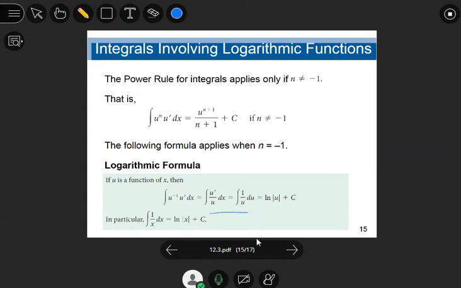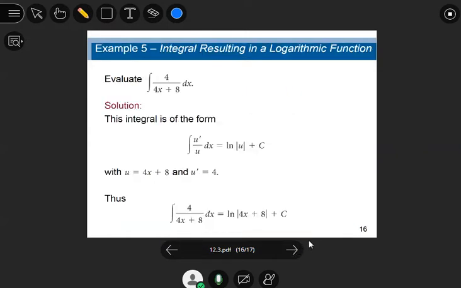It basically has two formulas. The first one is the integral of u prime divided by u dx is equal to ln of the modulus of u plus c. Don't forget to put the modulus sign, it is very important in this kind of problem. And if we get a problem with 1 over x dx, we can simply write ln of the modulus of x plus c.